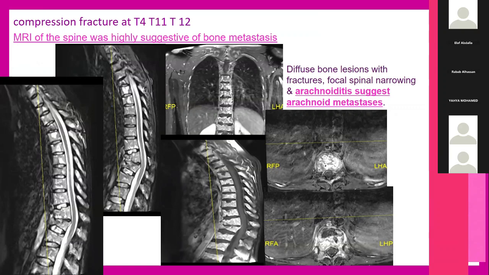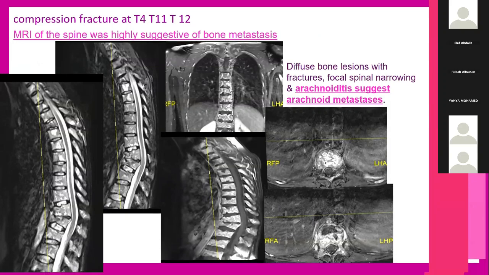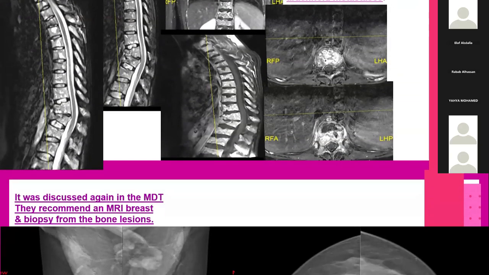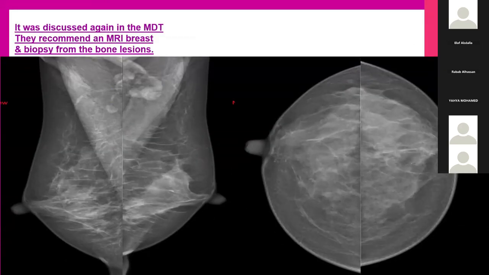Then MRI for the bone evaluation was performed and revealed bone lesions highly suggestive of bone metastasis, and furthermore demonstrated arachnoiditis that suggests arachnoid metastasis. Again, it was rediscussed in the MDT, and again we raised the probability of a suspicious area on the left side, along with suspicious adenopathy, and we recommended breast MRI.